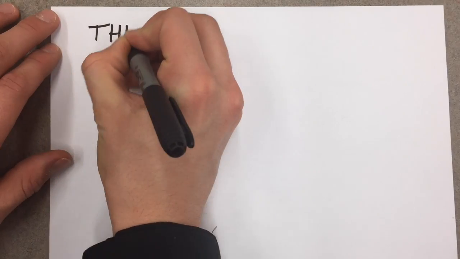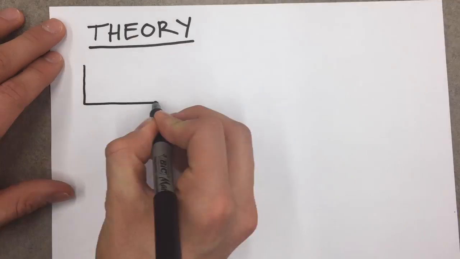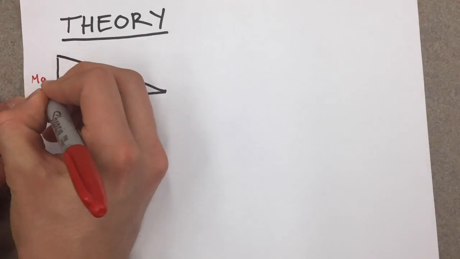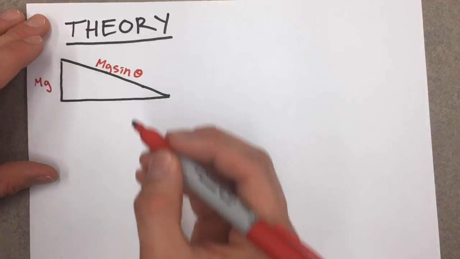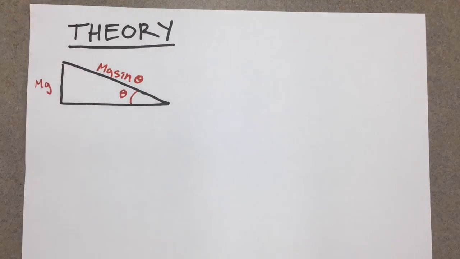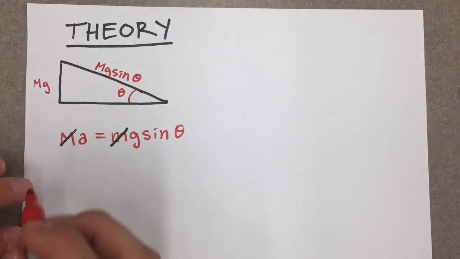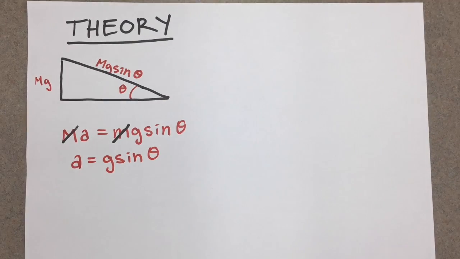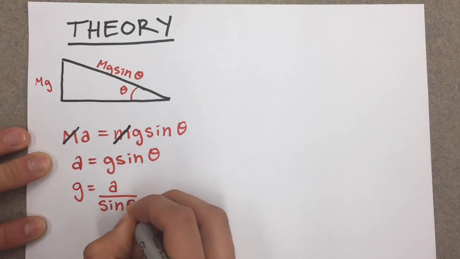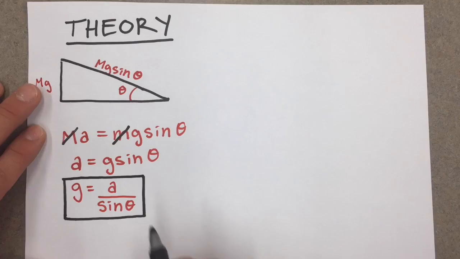Theory: we will be using an inclined plane of angle theta. The cart will be measured using mg sine theta, and the mass hanging will be measured using mg. The equation is ma equals mg sine theta. Factor out the m's and the reduced equation is a equals g sine theta. Rearrange for g to get g equals a over sine theta.